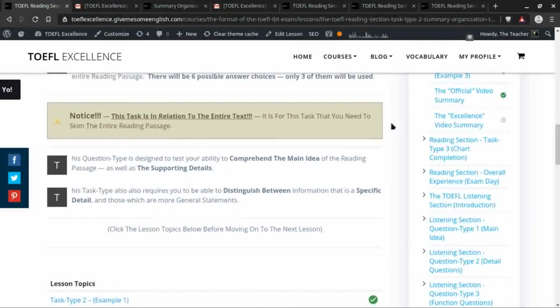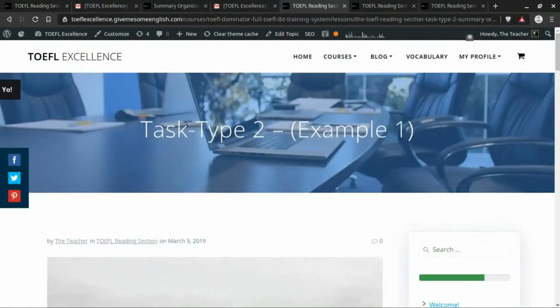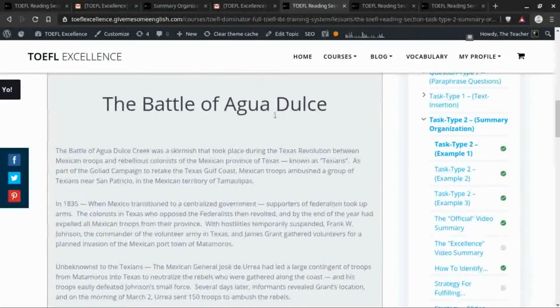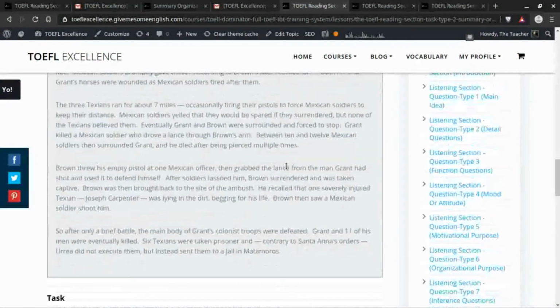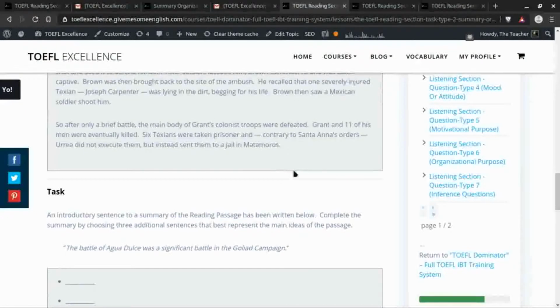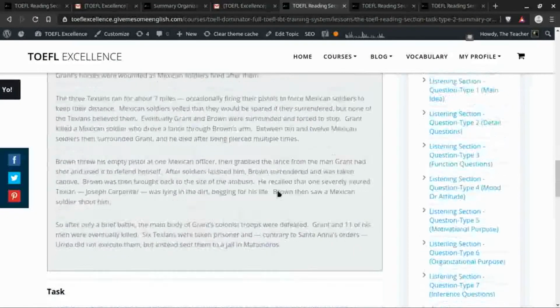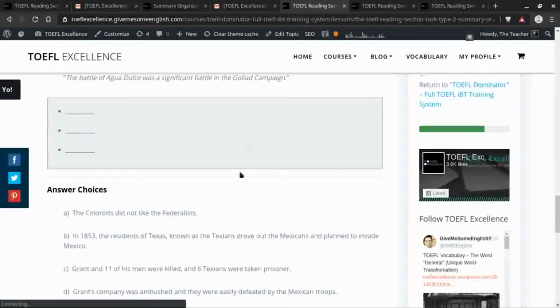So let's go to some examples. So the first one here, as you notice, we have the entire reading passage. Now, you don't necessarily have to skim the entire reading passage and then go to the summary statements.